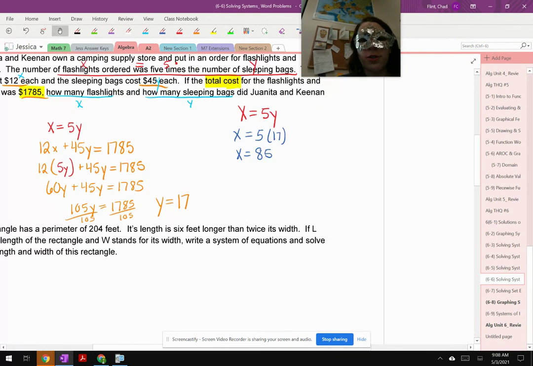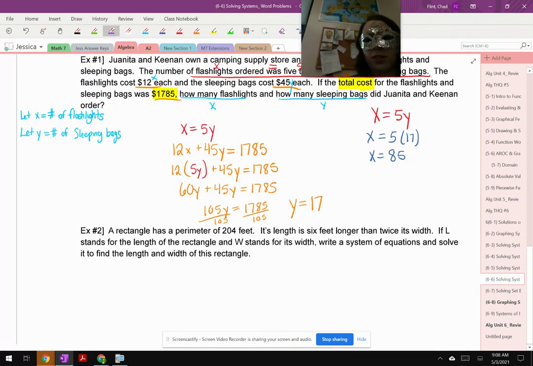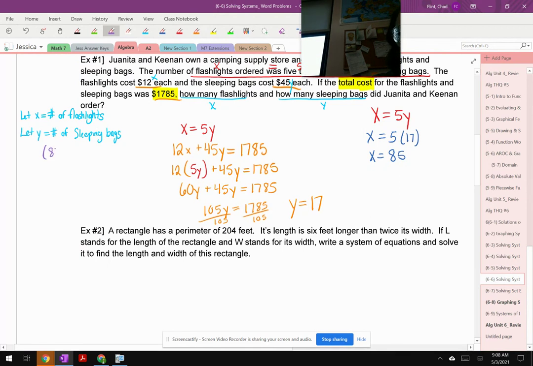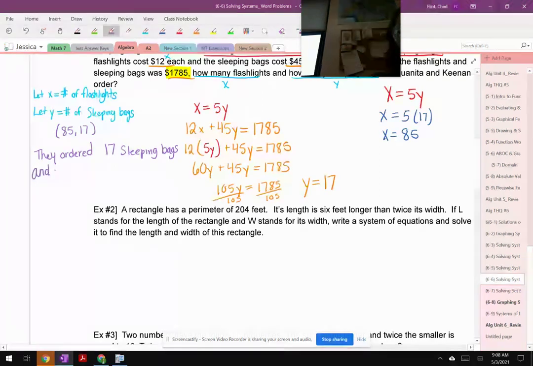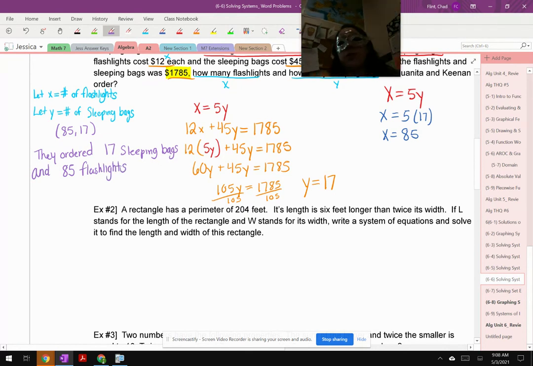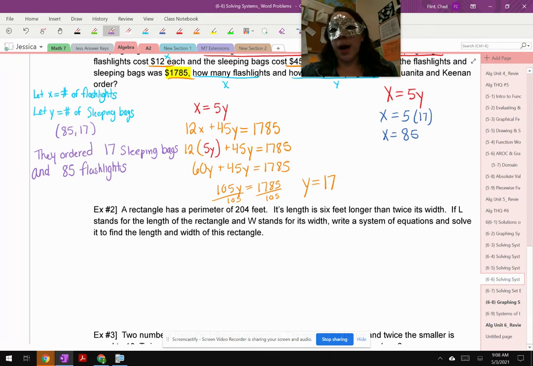Okay, so again, we're not done though because we have not written any answer sentences. We have not explained what our coordinate point of 85, 17 means. That means that they ordered, 17 was Y. Y was the number of sleeping bags. 17 sleeping bags and 85 flashlights. Be careful when you're writing these sentences. I've seen children go and do all of the work perfectly, but put the labels on the wrong spots, and that unfortunately does lose you credit. So, boom sauce.